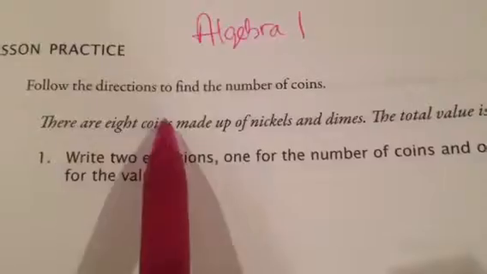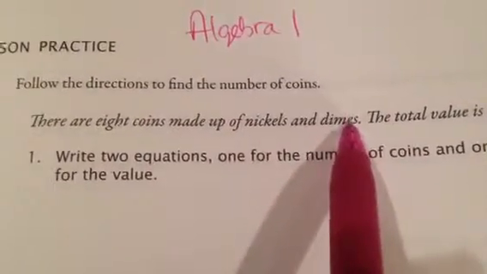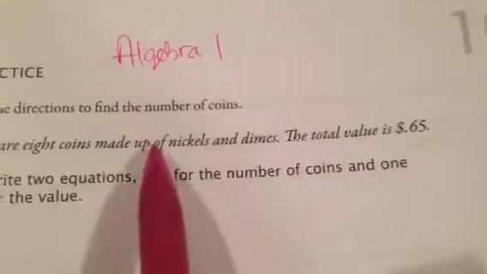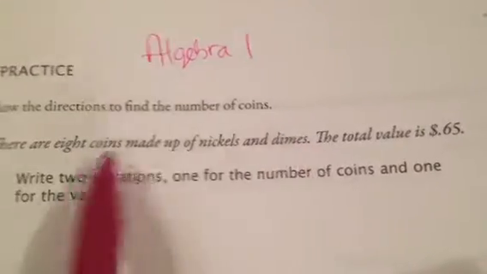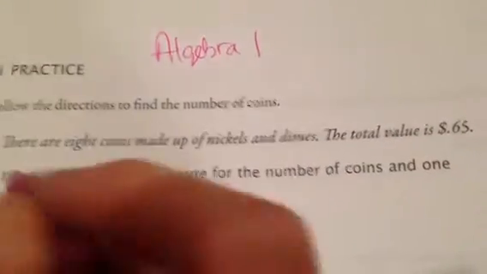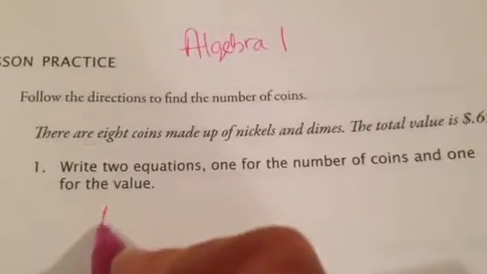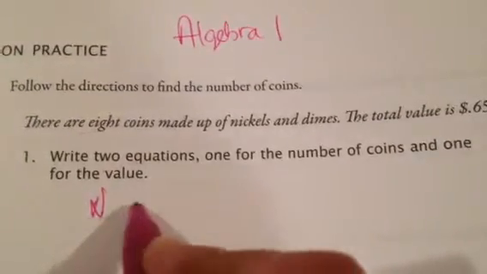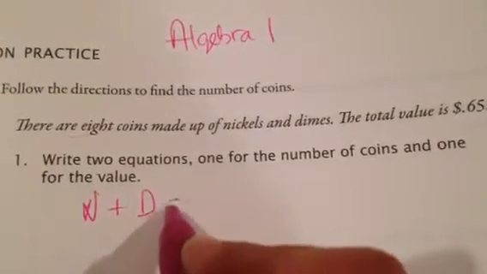It says there are 8 coins made up of nickels and dimes. Okay, I don't know how many nickels I have, and I don't know how many dimes I have, but I know together I've got 8. So I can go ahead and write an equation from that. I'm going to let N stand for the number of nickels I've got, and I'm going to let D stand for the number of dimes I have.